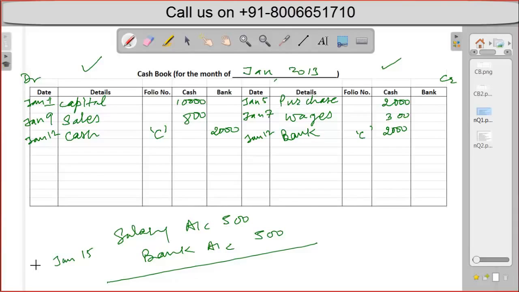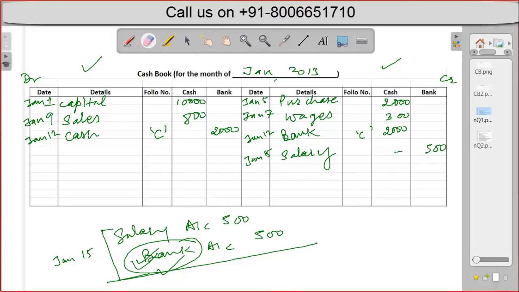Now tell me, in this entry is the bank account debited or credited? Bank account credited, na? So on the credit side in the bank column. Why credit side? Because bank is credited. Okay, and why will I write the amount in the bank column? Because this is the bank account. So on the credit side in the bank column I will write the amount $500, and in front of this I will write the name of the opposite account, that is salary, January 15.